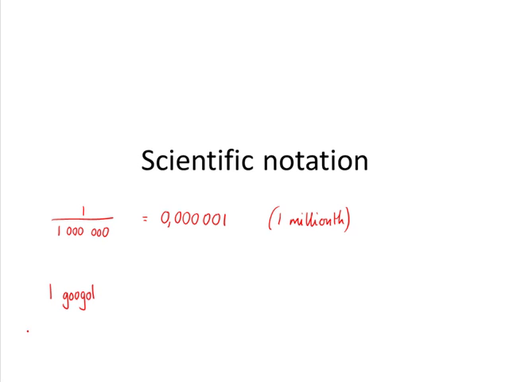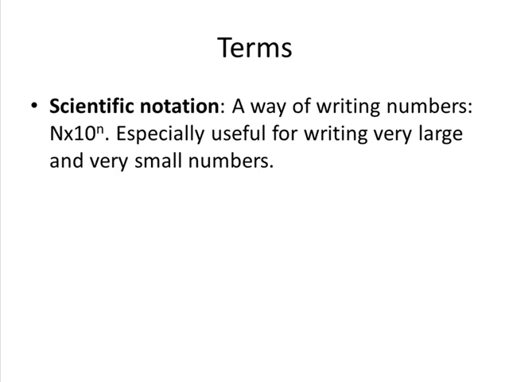So we need a more efficient kind of notation so that we can write small numbers and large numbers in a way that doesn't take much space on the paper and is easy at a glance to understand what it means. And the notation which scientists use to do this, and also to create a standard kind of notation so that it's just easier to communicate, is called scientific notation. Scientific notation is a way of writing numbers where we write it as N times 10 to the power small n. And it's especially useful for writing very large and very small numbers.